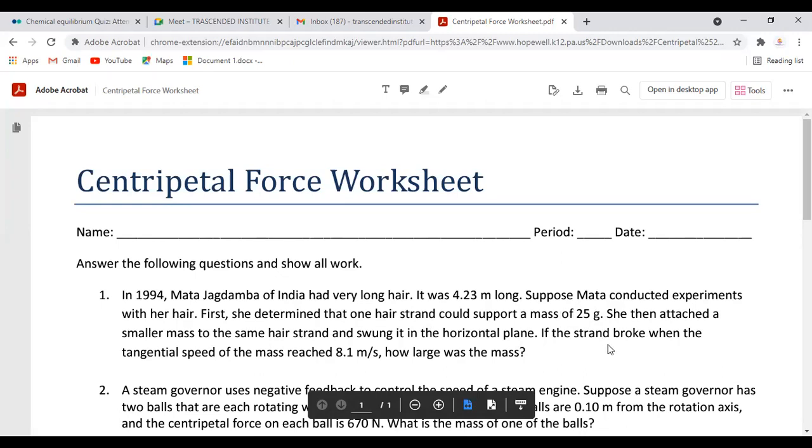She then attached a smaller mass to the same hair strand and swung it in the horizontal plane. If the strand broke when the tangential speed of the mass reached 8.1 meters per second, how large was the mass? A very interesting question. So we have to take note of the data that we've been given. Let me copy this question to the board.